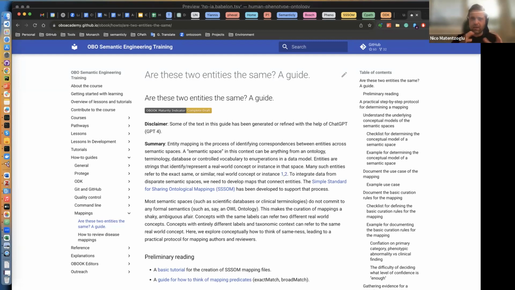This is more an attempt to formalize the problem of designing and putting together a mapping project. So where you have two resources and you want to say, how do I actually set this up from the start, and how can I figure out whether two entities are the same or related in a specific way according to our mapping relationships. So read it and listen to it with that in mind.